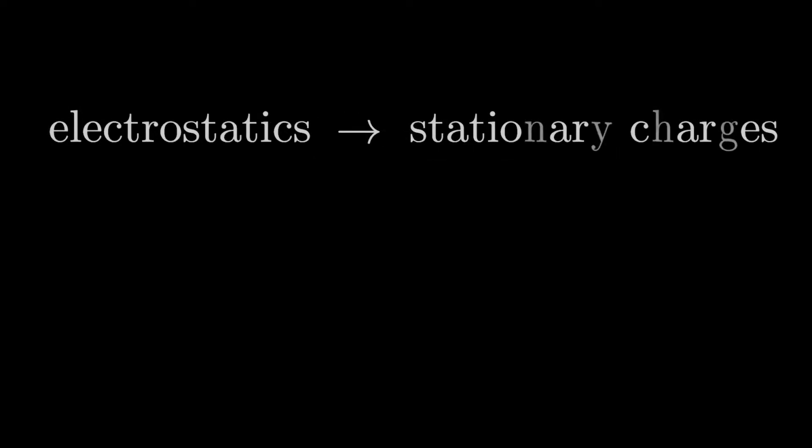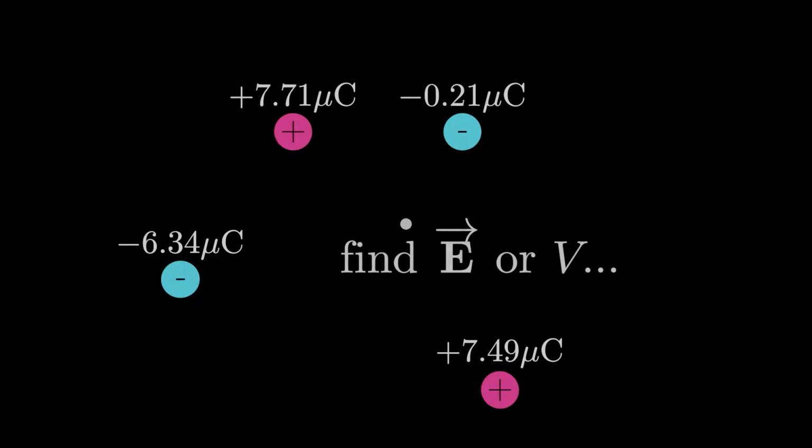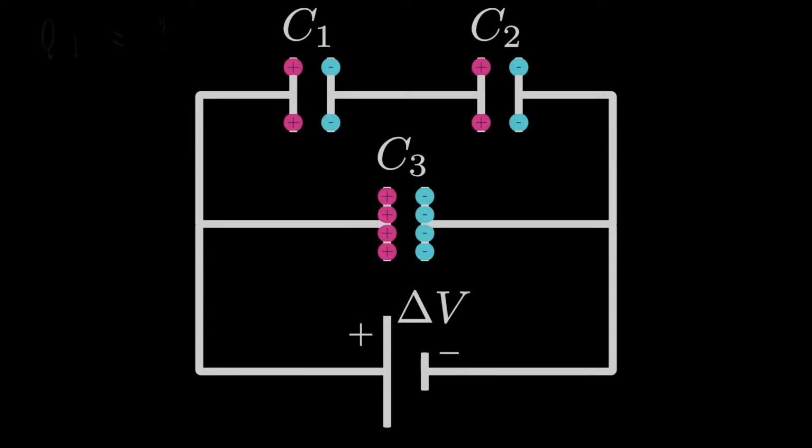Up until now, we've been focusing primarily on electrostatics. This is the branch of electricity in which charges are stationary or non-moving. For instance, given this configuration of stationary charges, find the electric field or electric potential at a certain point. Given this collection of capacitors, find the charge on capacitor C1, specifically once charge has stopped flowing.